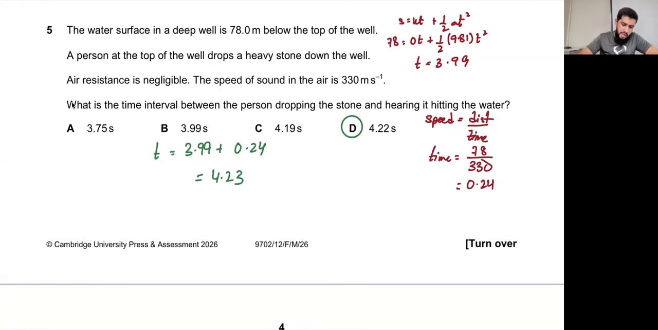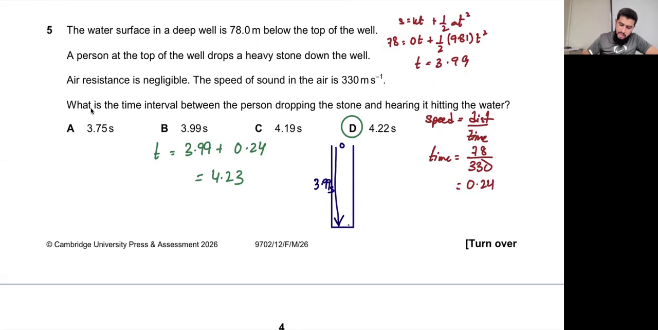Explain 3.99 again. S is equal to ut plus half at squared. Initial displacement is 78. Initial velocity is 0. Half into 9.81 t squared. You work out the value for t, 3.99. This is the time for the stone to drop to the bottom of the well. So this is the time it takes for the stone to drop to the bottom, 3.99.